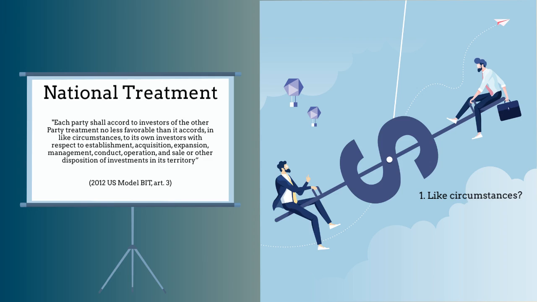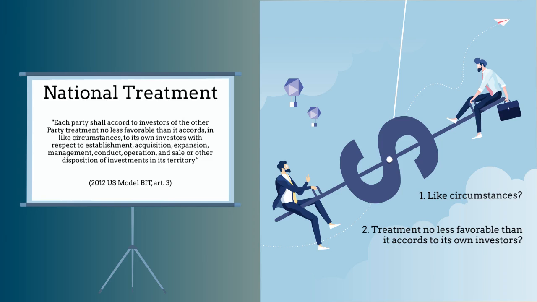Second, is the treatment accorded to the foreign investor at least as favorable as the treatment accorded to domestic investors? The social policy of a government measure has no bearing on the analysis of national treatment. However, the fact of less favorable treatment is sufficient to show that national treatment was violated. It need not be shown that the less favorable treatment was motivated by nationality.